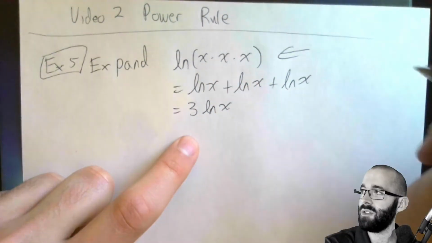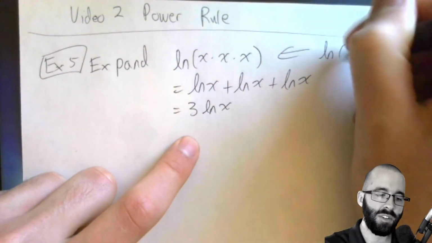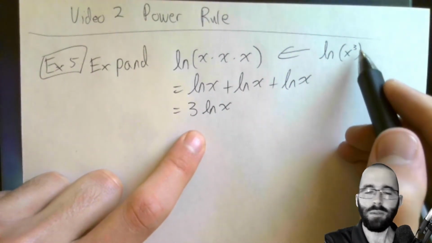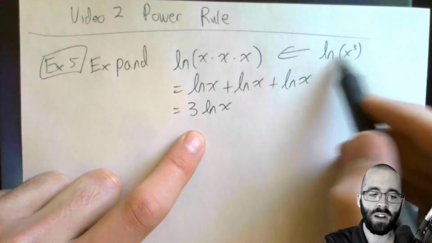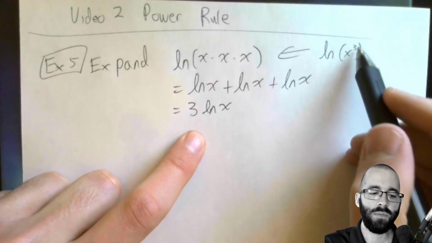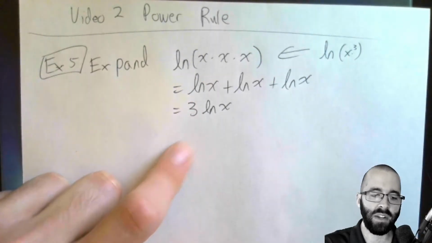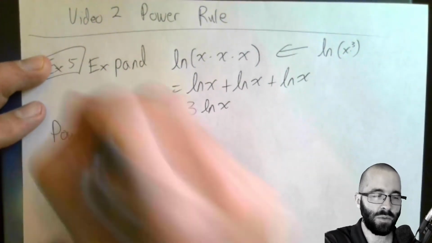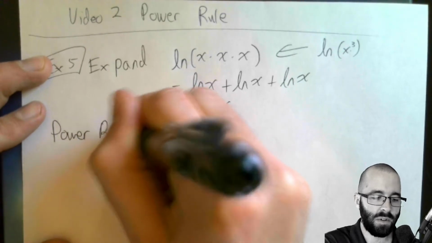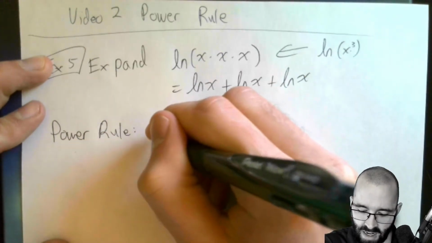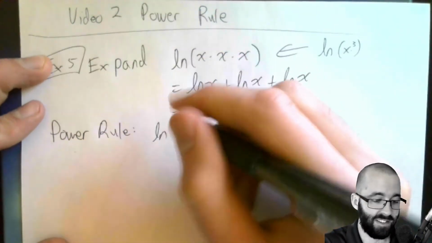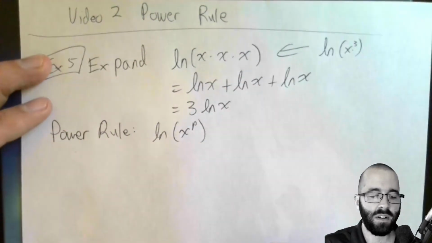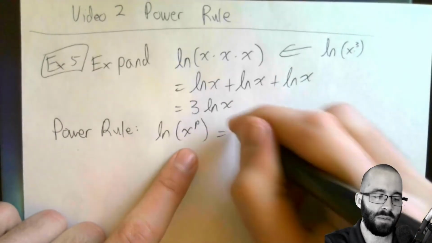All right, so notice over here, this is the natural log of x cubed. And that's the power rule right here. If you have the natural log of an exponential, the exponent comes down in front. So that's rule number 4, the power rule. If I have the natural log of x to some power, that power comes down in front.